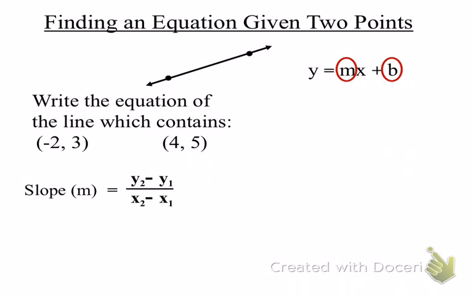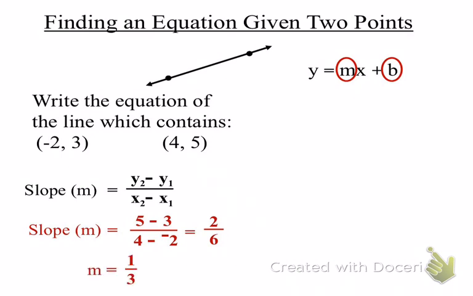So we don't have the slope, but we have the ability to find it. So what am I substituting in? 5 minus 3 over 4 minus 2. Perfect. And that reduces to 1/3. Okay, now I have the choice. Do I want to use which point? Which point do you want to use, Rebecca? 4, 5. Okay, let's use 4, 5.